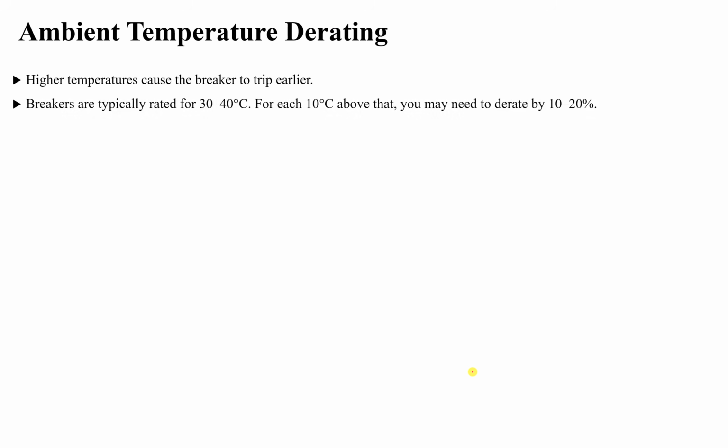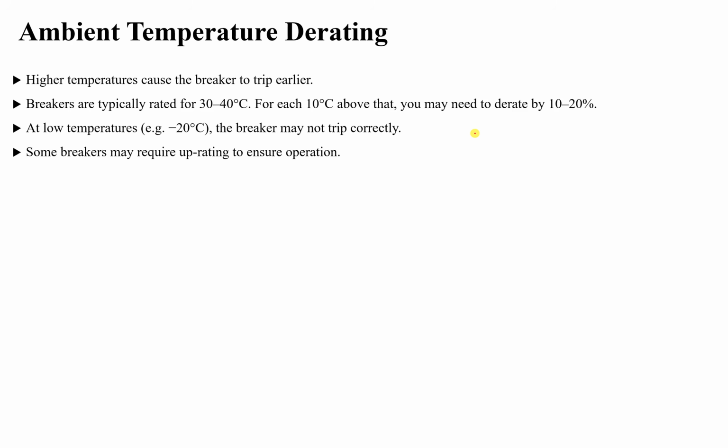So here the first one is ambient temperature derating. Higher temperature causes the breaker to trip earlier. As we said before, they are rated between 30 and 40 Celsius degrees, and for each 10 Celsius degrees we need to derate by 10 to 20%. We don't just assume any derating factor; we look at the tables by the manufacturer itself. And at low temperature the bimetallic strip will take longer to trip. That's why we need to overrate or uprate our circuit breaker.